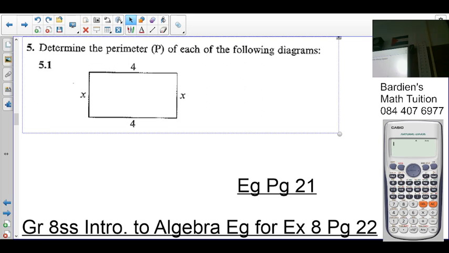The question says, determine the perimeter P of each of the following diagrams in 5.1. People, what type of shape is this? A rectangle. So how do you calculate the perimeter of a rectangle?